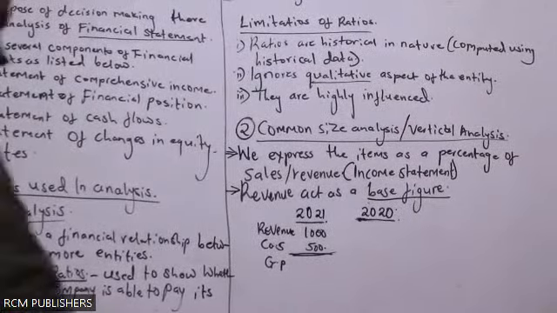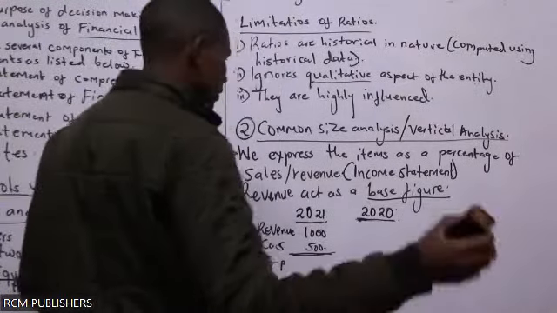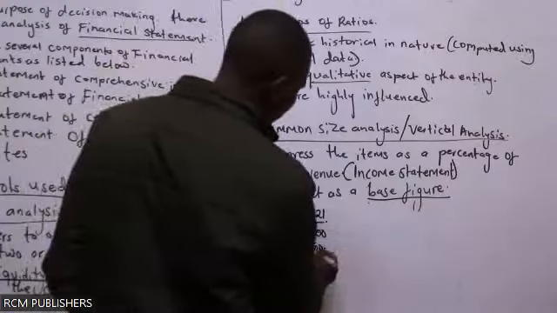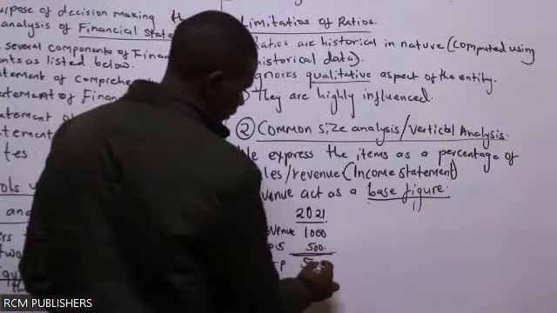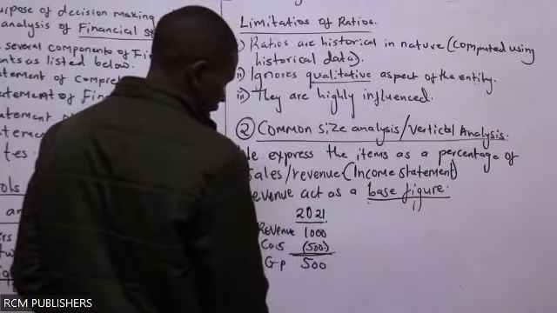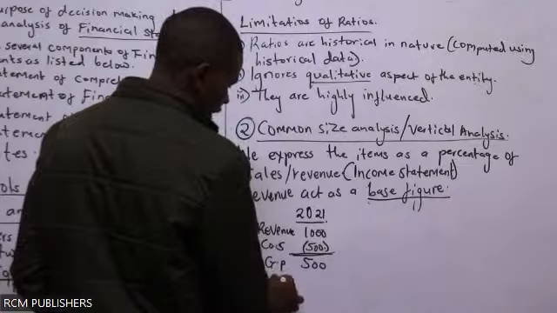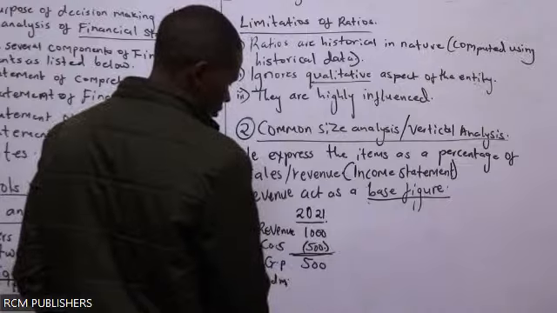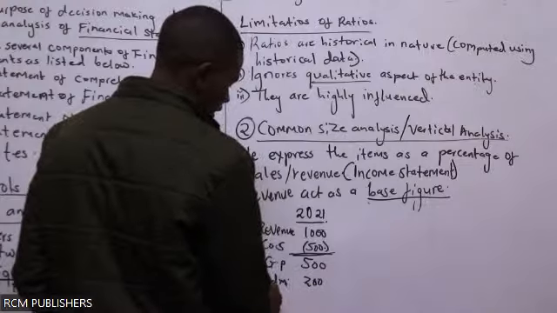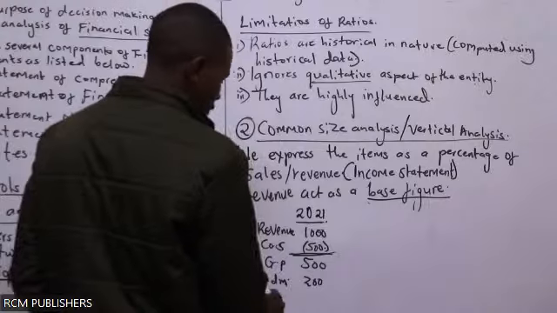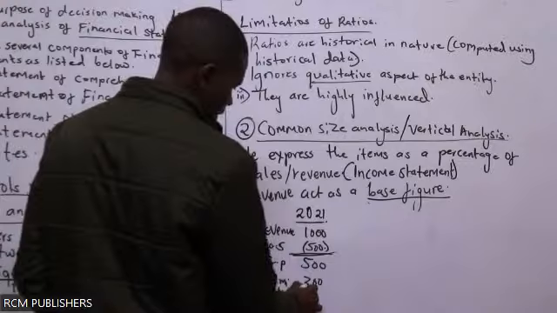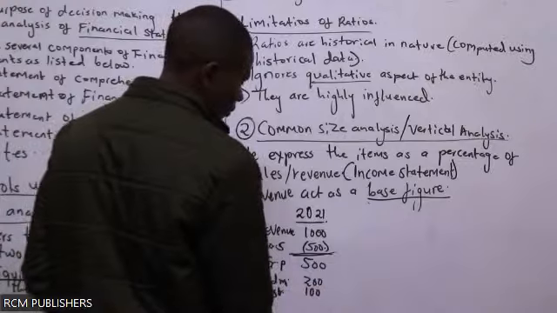Leave this, scrap this off. Leave 2020 first, we will compare later. So my gross profit will be 500 because I just subtract this. You can be having admin expense of 200. Any other item, maybe distribution cost, I can have 100. Let us stop there.